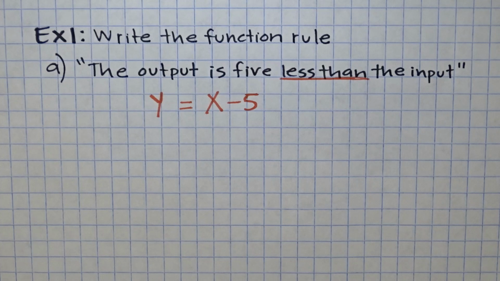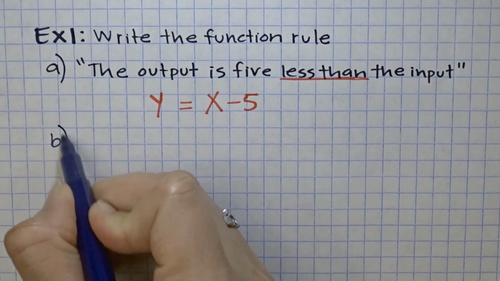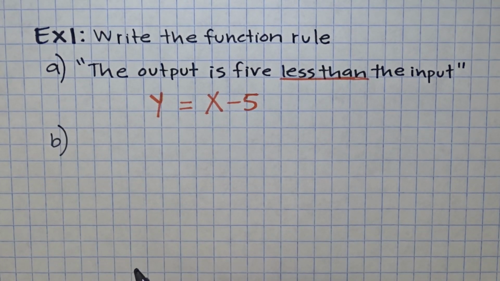All right, so let's look at B. B says, the output is the square of the input.